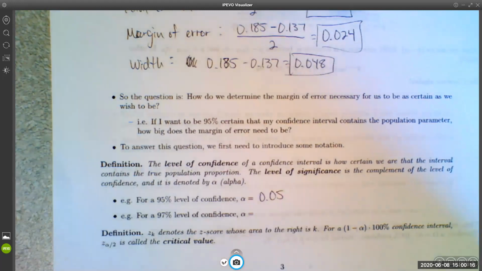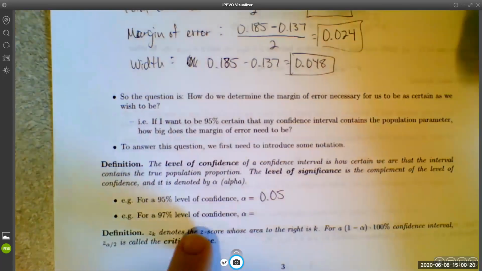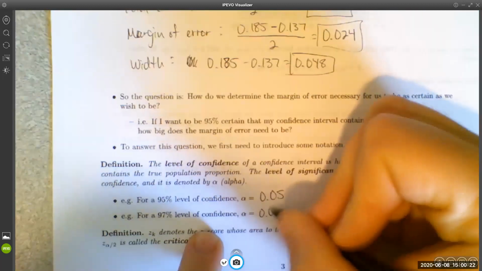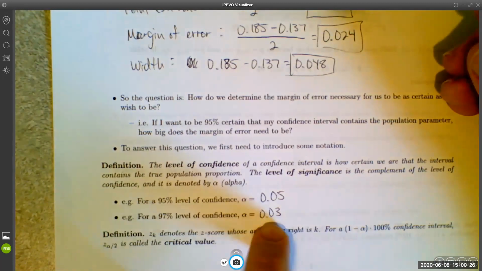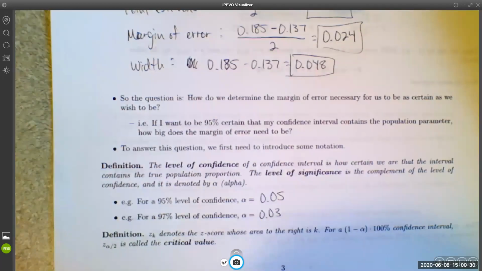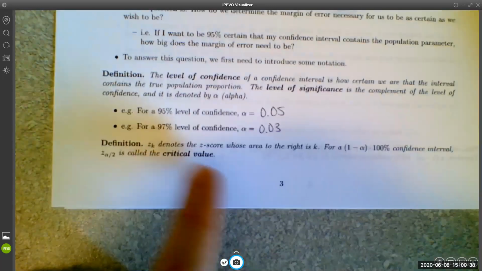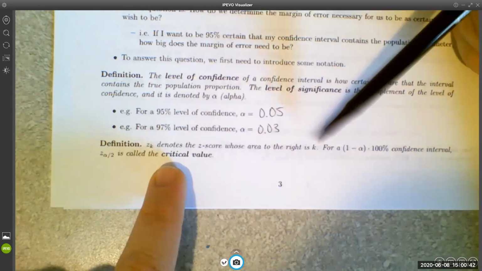To give you another example, for a 97% level of confidence, alpha would be 0.03 because 100% minus 97% is 3%. This number is called the level of significance. So level of confidence and level of significance are complements of each other. Now here's the notation that we need. Z sub k denotes the z-score whose area to the right is k.